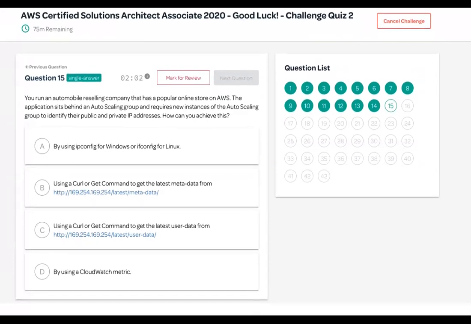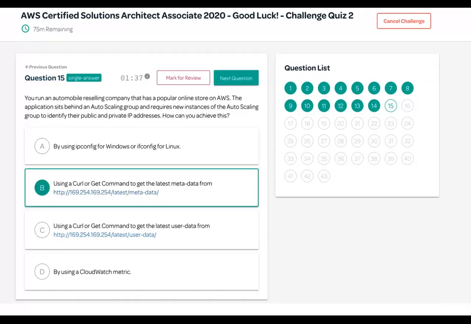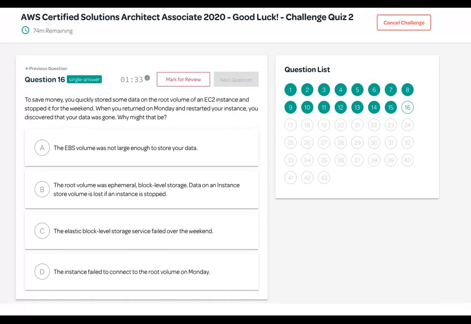You run an automobile reselling company that has a popular online store on AWS. The application sits behind an auto scaling group and requires new instances of the auto scaling group to identify their public and private address. How can this be achieved? There is a metadata endpoint at 169.254.169.254. By calling this, you can get the instance's public and private IP, instance type, and a lot of other details.